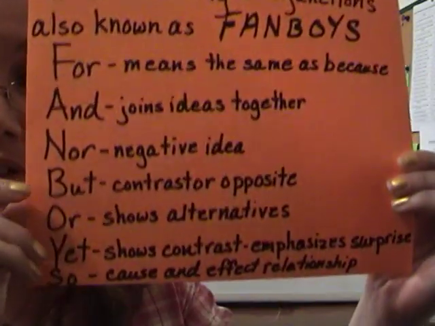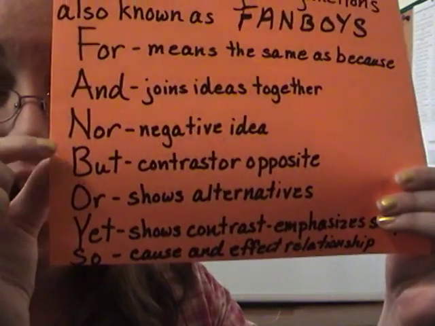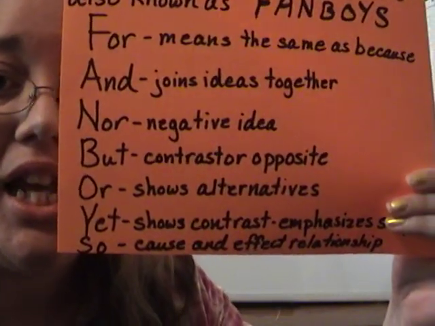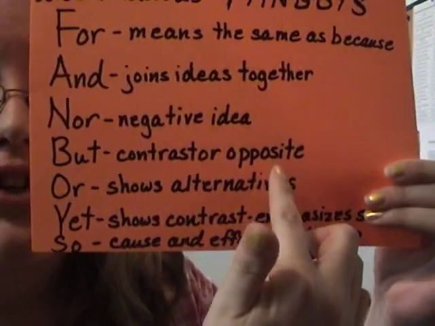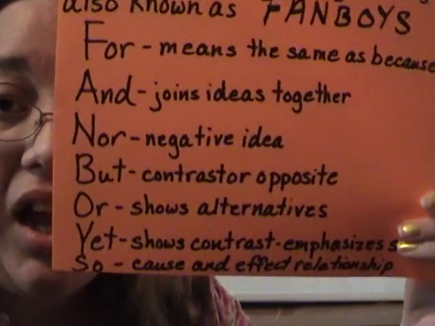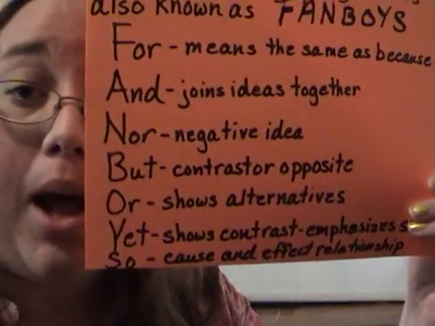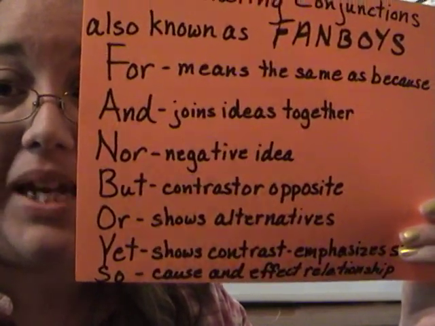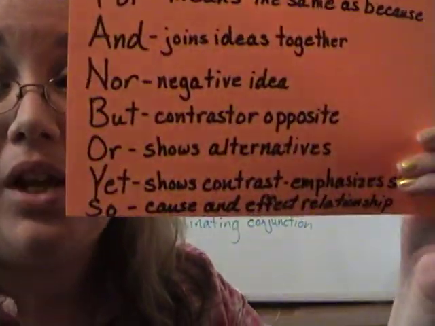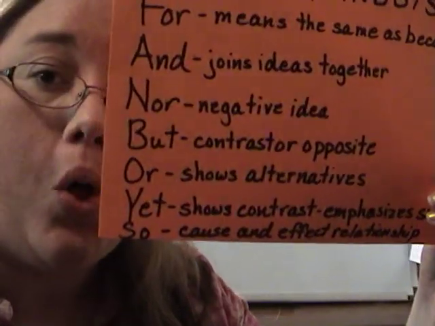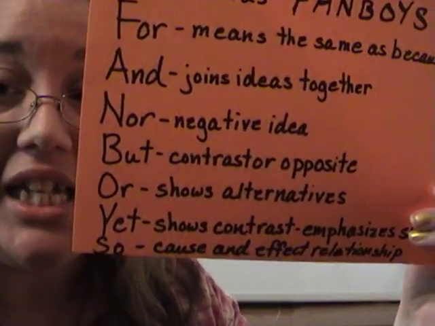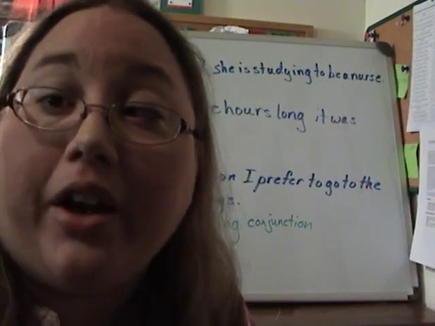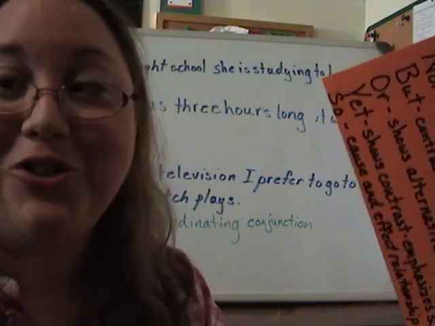Okay? But also a very common fanboy coordinating conjunction used in sentences, simply used to show a contrast or the opposite. And but are probably the most used coordinating conjunctions of the fanboy list because they tend to be the most universal. Or is simply used to show alternatives, other ideas. I will do my homework, or I will play Grand Theft Auto. Okay, good choices right there, right?